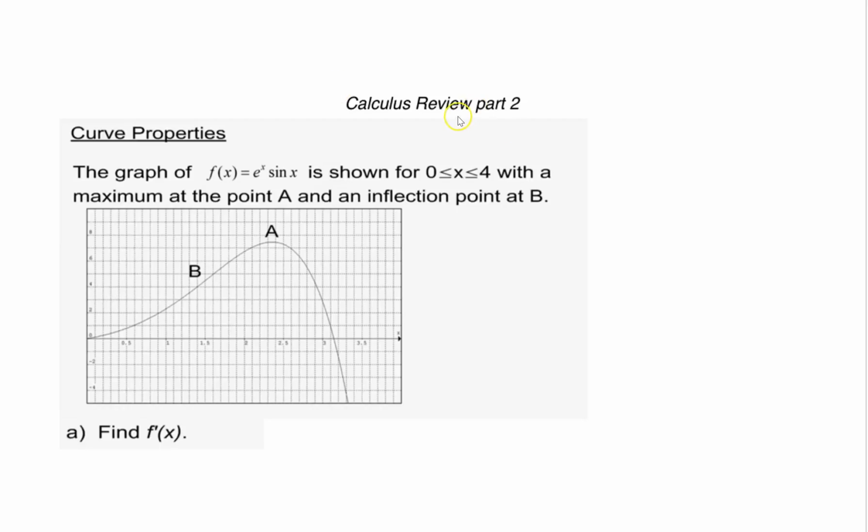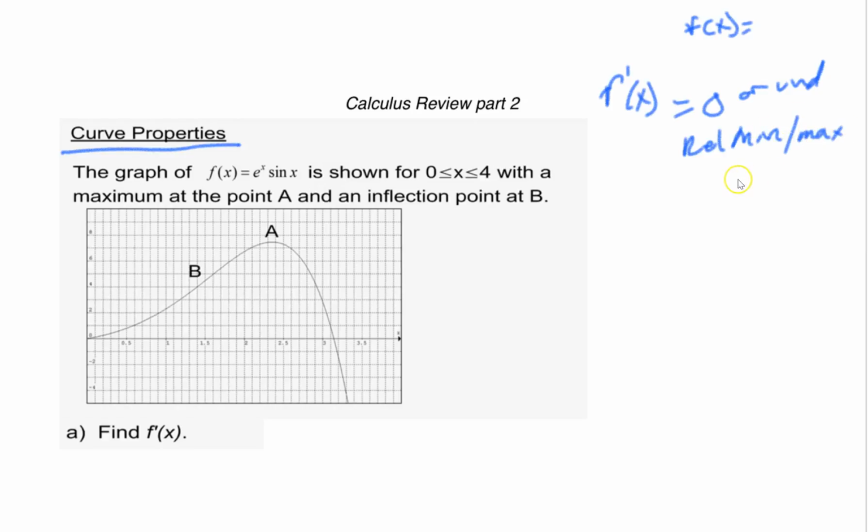Calc Review Part 2. In this lesson, I'm going to talk about all the different properties of calculus, starting with curve properties. So if you remember from before, let's say I have the original function f(x) and f prime of x. We're talking about curves. First thing, if f prime equals 0 or is undefined, that's where we find a relative min or relative max.